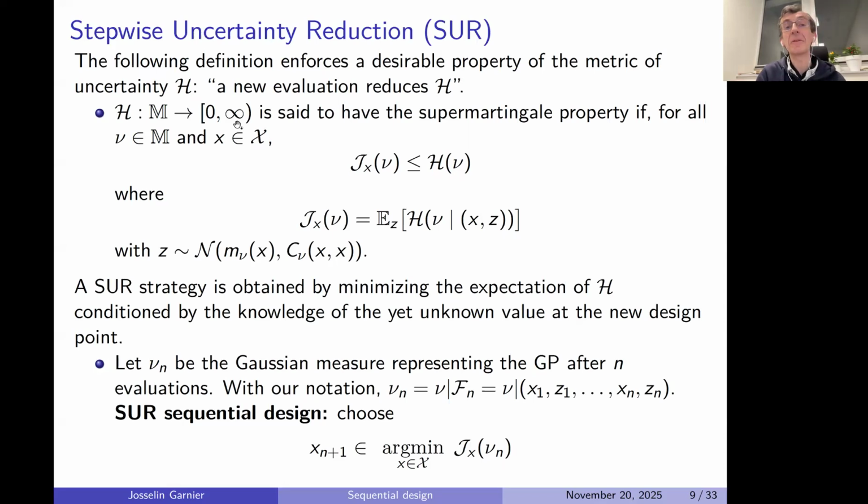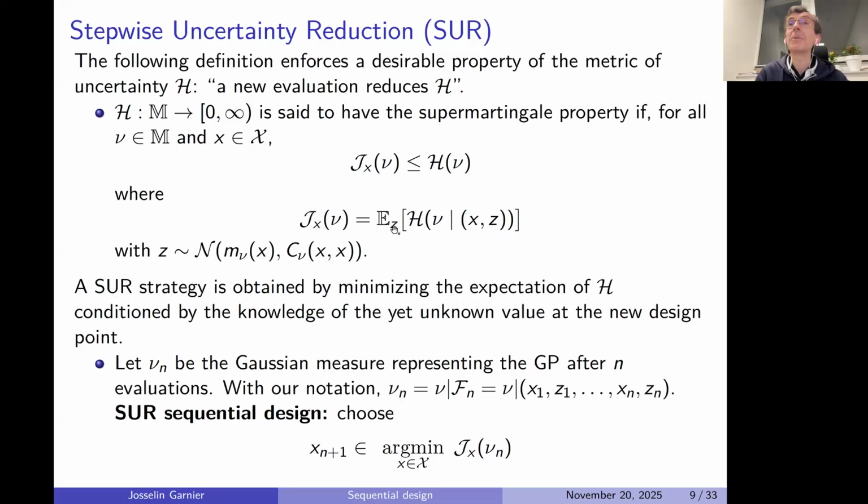We will say that the metric of uncertainty has the supermartingale property if for all Gaussian measure nu and for all input points x, this quantity is smaller than h of nu. And what is this quantity? It's in fact the measure of uncertainty of the measure nu, but conditioned by I make an observation at x. So here you can see that this is a measure nu conditioned by I make an observation at x that gives me the result z. So this is a Gaussian measure with updated formulas for means and covariance.